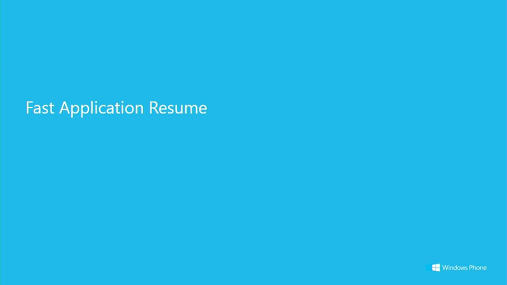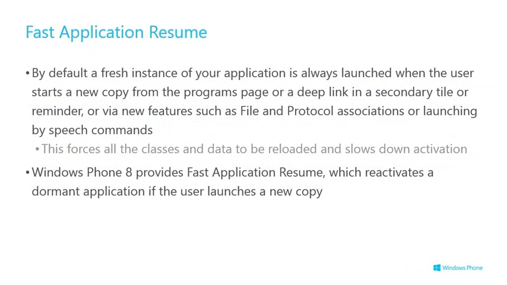Now, that's the end of that. Let's just talk about the big new feature in Windows Phone 8, Fast Application Resume. Now, by default, whenever you go to the Programs menu, even if you've got a copy of Contoso Cookbook that is suspended, and the user then goes to the Programs menu, finds Contoso Cookbook and taps on it to start it up, by default, that will always launch a brand new instance of the app. And the suspended one will get destroyed.